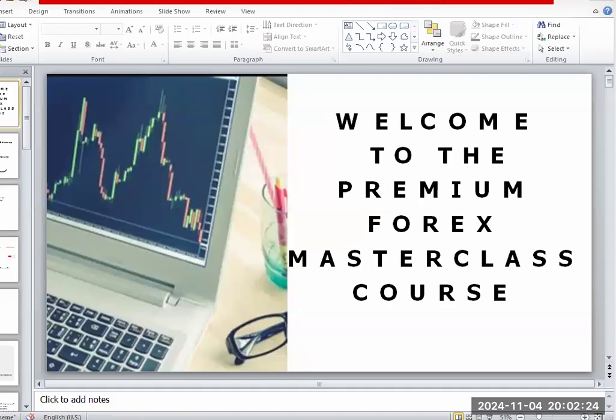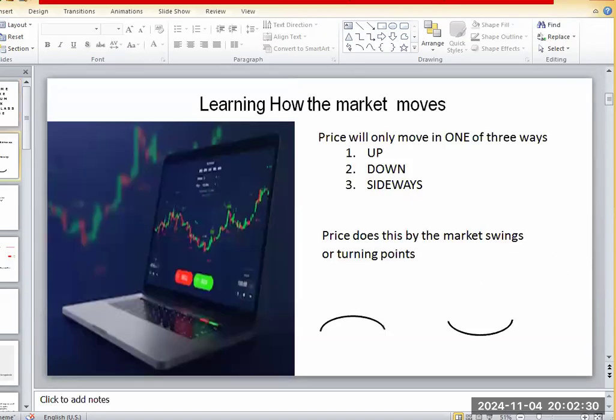Okay, beautiful. So we're all welcome once again, and today we want to look at how to determine our higher lows and lower highs. Remember, we said that market moves in one of three ways.